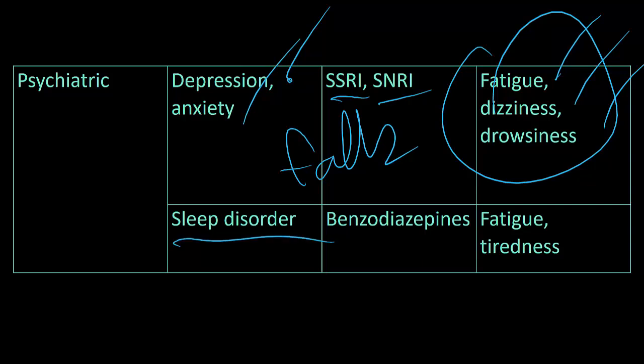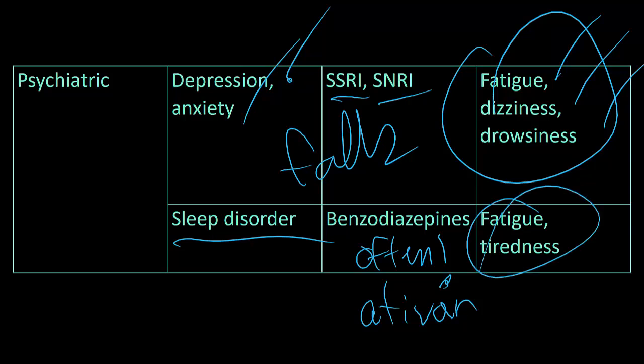Sleeping issues are also quite common in the elderly, and unfortunately, benzodiazepines are prescribed far too often. These medications, such as Ativan, stay in the system much longer in the older patient and ultimately can cause fatigue and tiredness. Both of these can ultimately lead to falls.